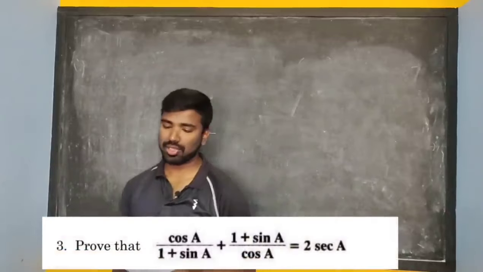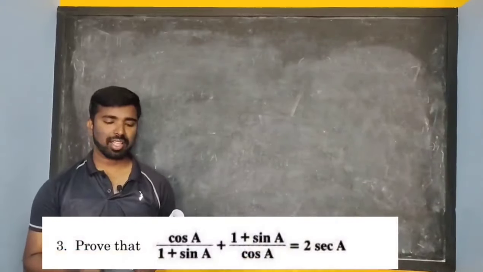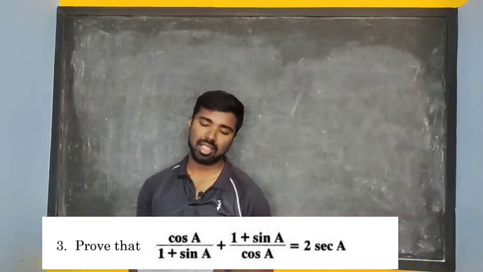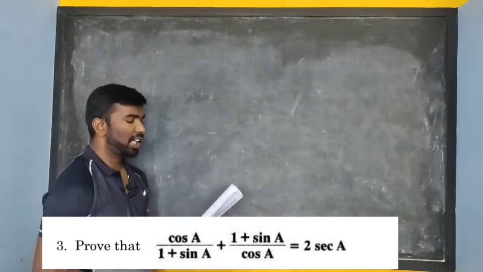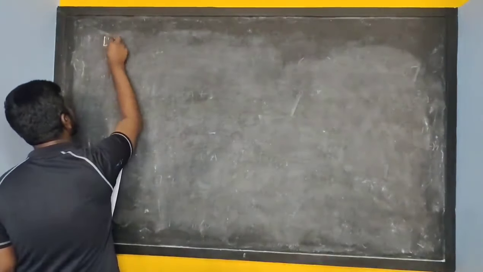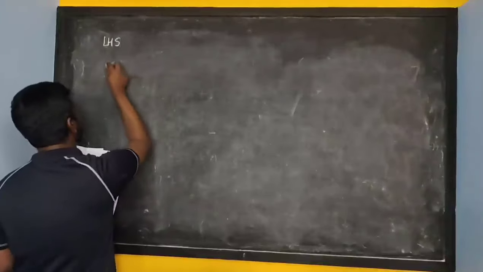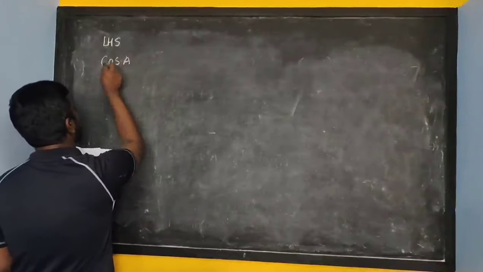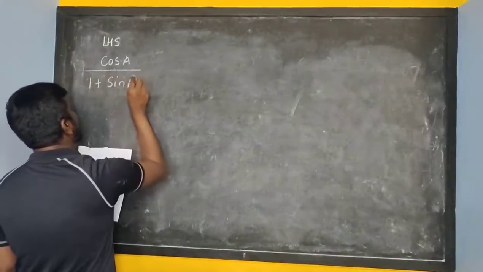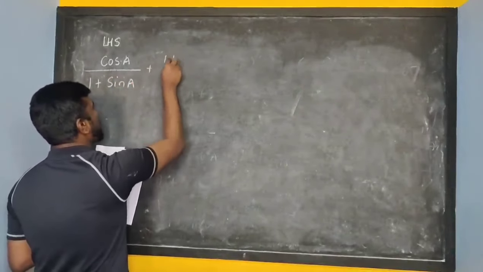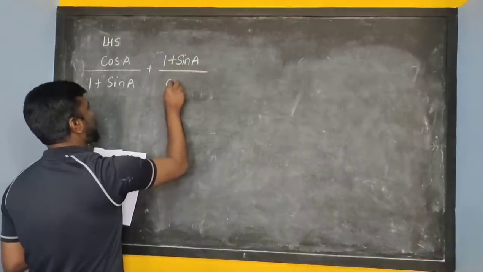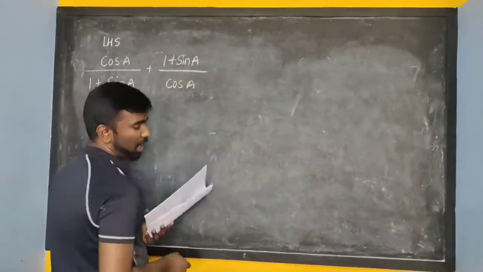Now moving to the third question: prove that cos A divided by 1 plus sin A, plus 1 plus sin A divided by cos A, equals 2 secant A. The first step is to write down the LHS. What is the LHS? The LHS here is cos A divided by 1 plus sin A, plus 1 plus sin A divided by cos A. This is the LHS.